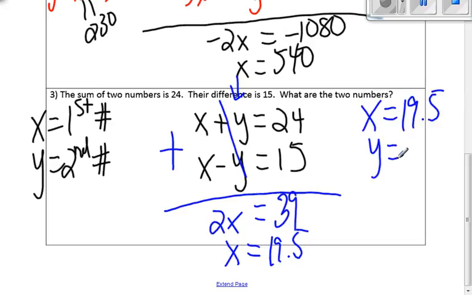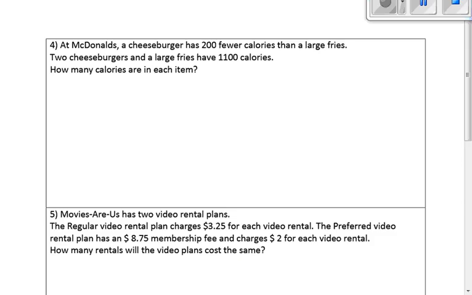Y must equal 4.5. And you can always check. 19.5 plus 4.5 is 24. 19.5 minus 4.5 is 15. On to the back. If this thing will stop freezing. There we go. So another one here.